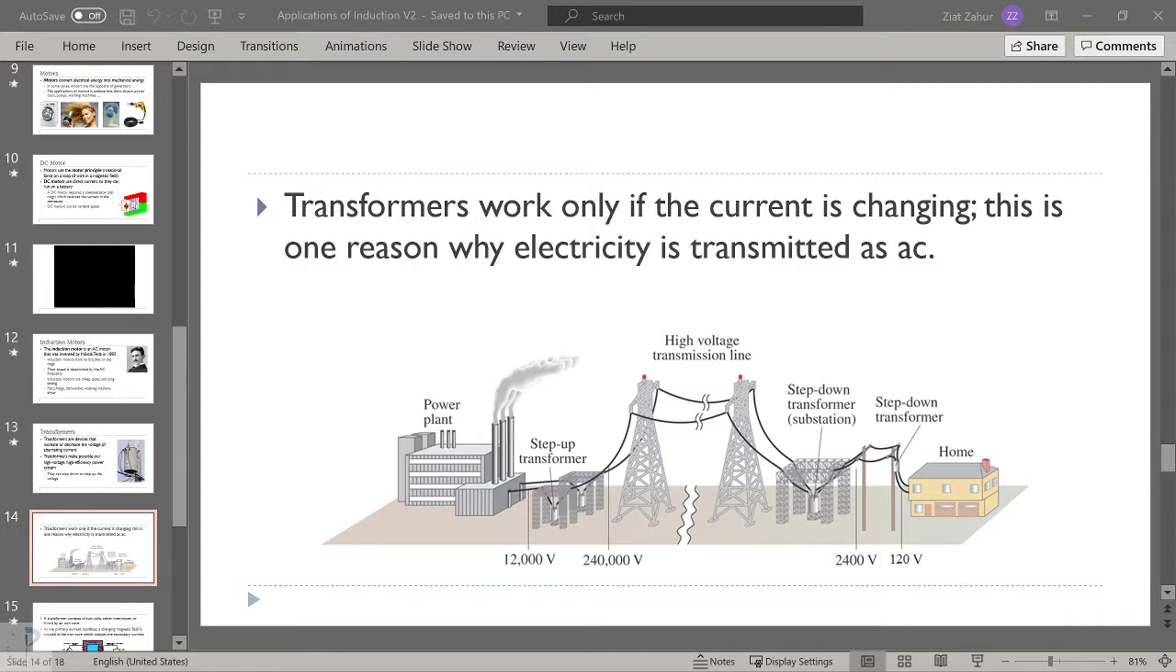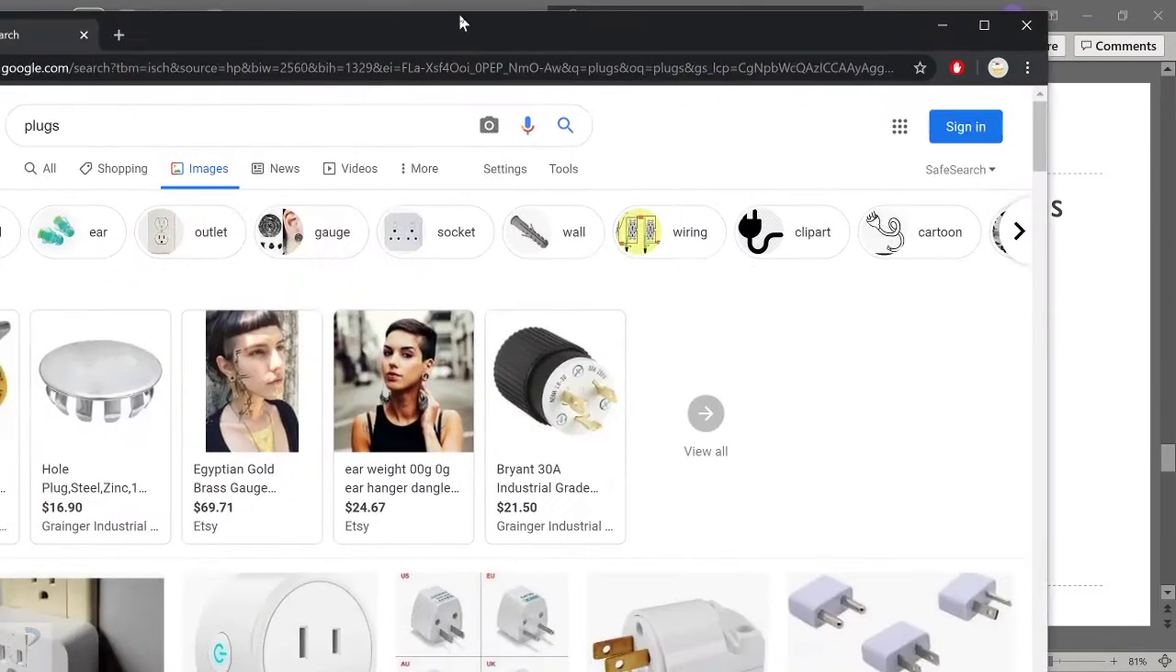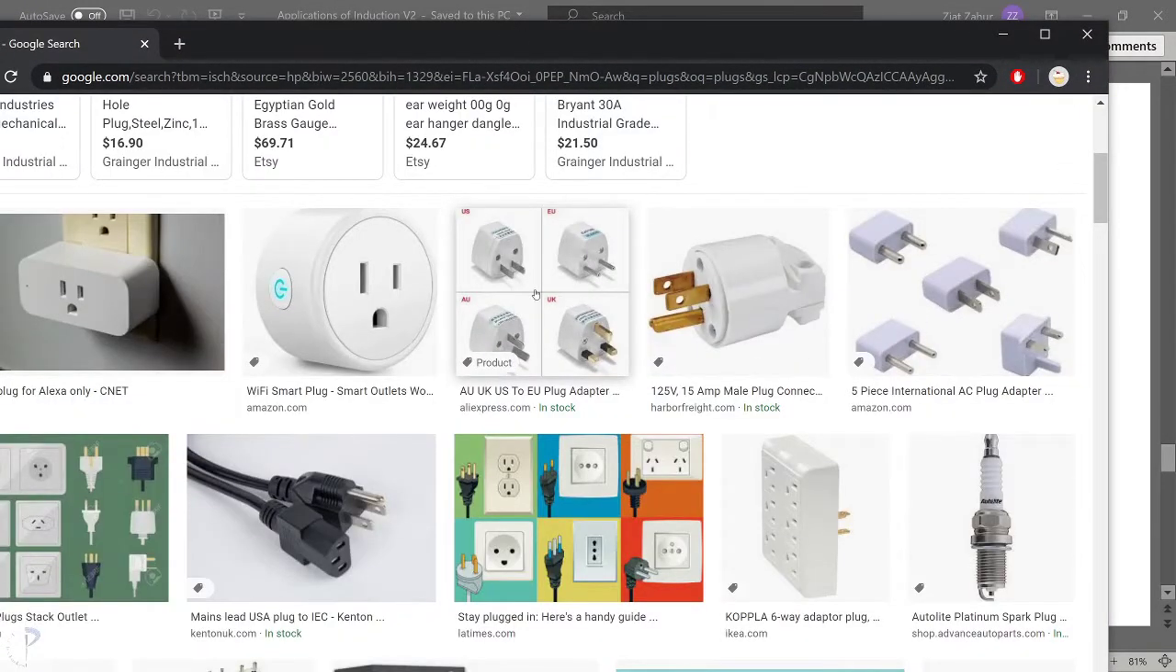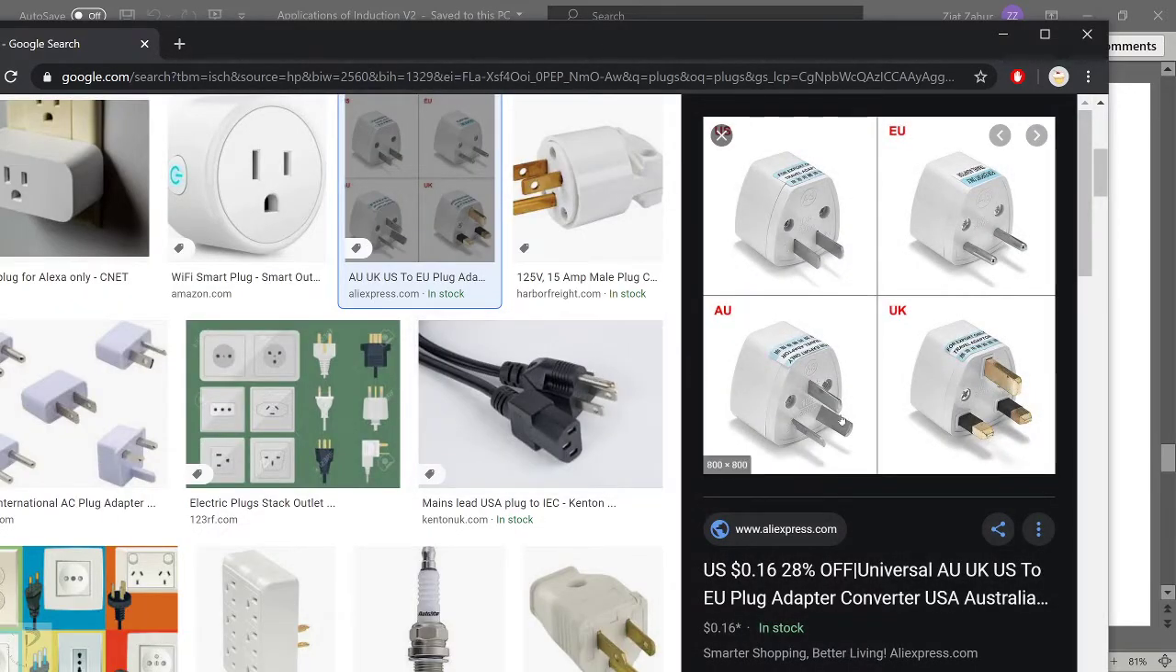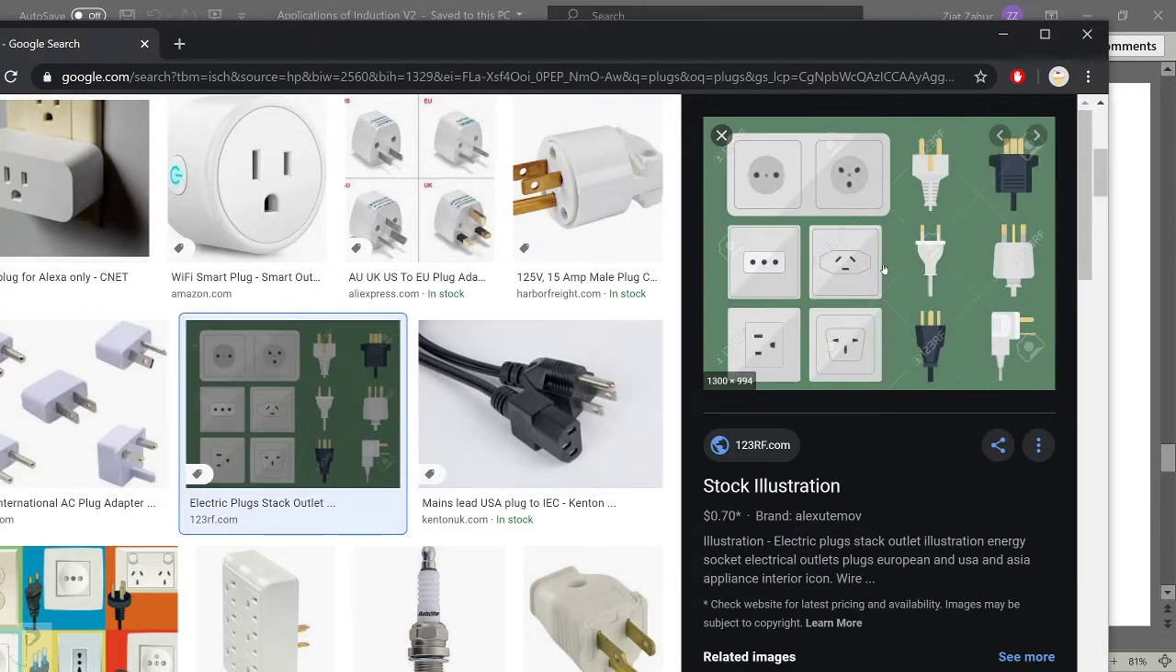Let's see if I can pull something out. Images, plugs. Yeah, here we go. Here are some plugs. So in different countries, you have different types of plugs, like different shapes. Now these things don't actually change the voltage. Oh look, here are various types.